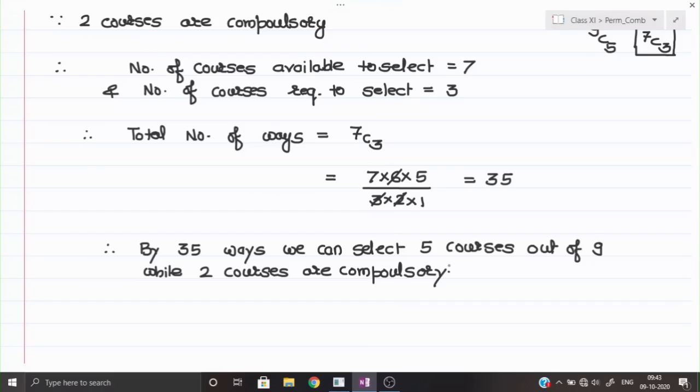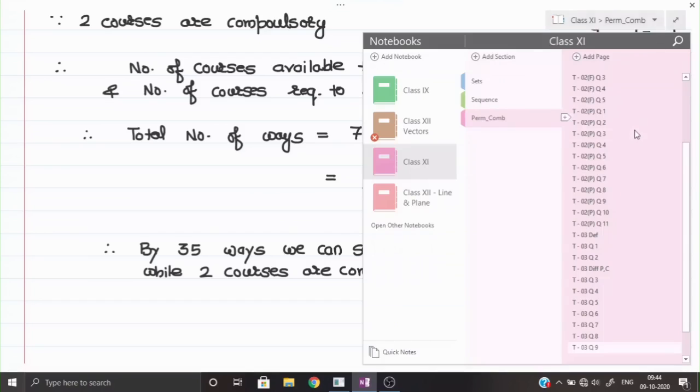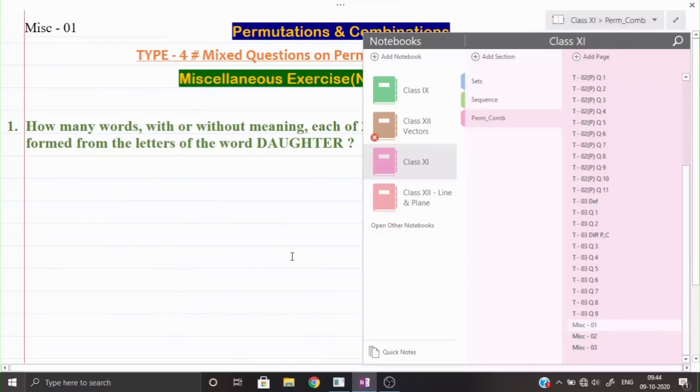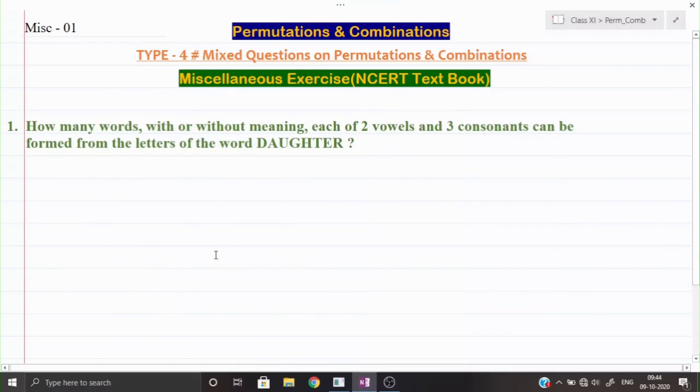Okay, now this completes exercise 7.4, and you can say that all the methods of the chapter we have covered, but still we have not covered questions on permutation and combination altogether, where permutation questions will be there and combination also we shall apply in the same question. So let us now start one question from the miscellaneous exercise. Today we shall complete 2 to 3 questions of the miscellaneous. So let us see the first question.